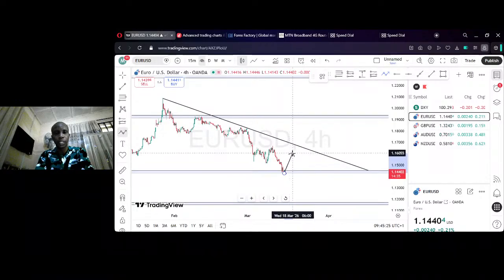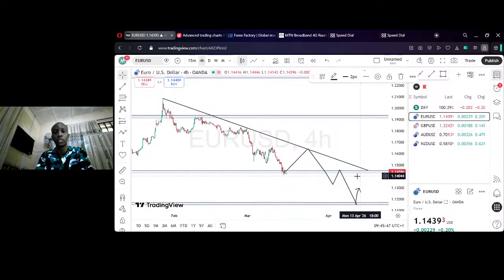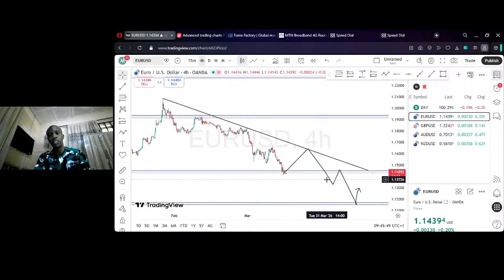like this, break out, a pullback, maybe probably come and attempt this trend line. Yeah, it can come to attempt this trend line for the third attempt, push back down again. If price can sustain it, we are coming up. And if price cannot sustain it, we are coming down. Whichever one, this is my prediction on Euro USD.